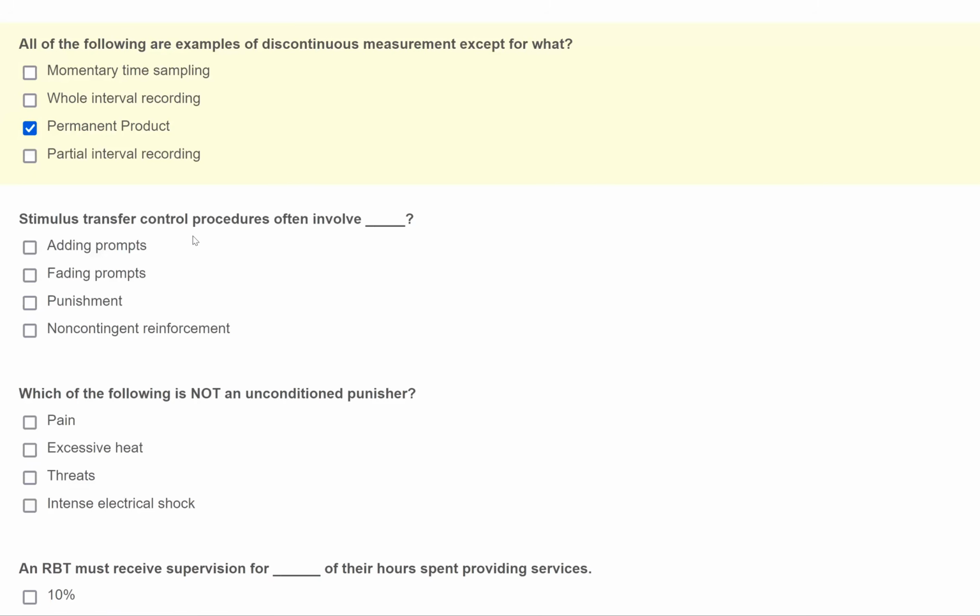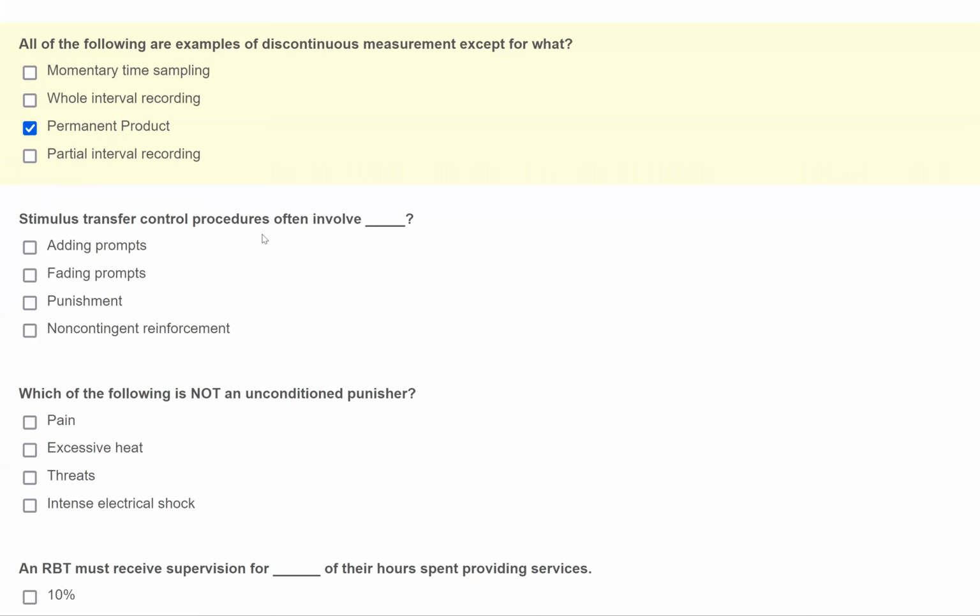Stimulus transfer control procedures often involve what? This is on the task list, and it gives people trouble. It sounds like a complicated intervention or technique. All we're doing with stimulus transfer control procedures is transferring the control from one SD to another, or one stimulus to another. So think about our contingency, right?